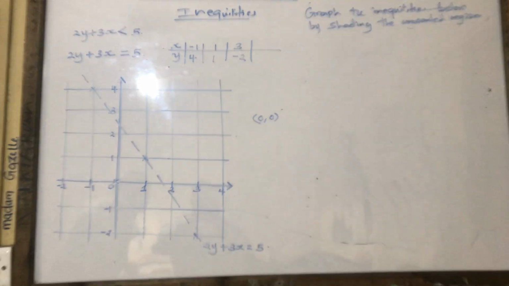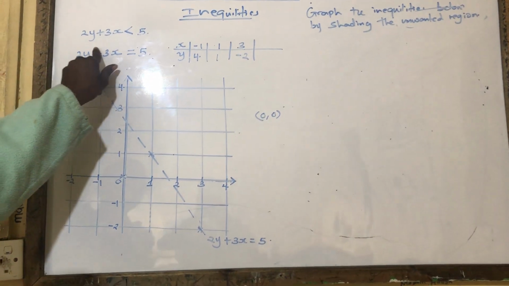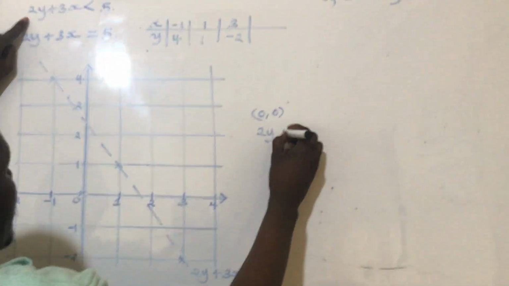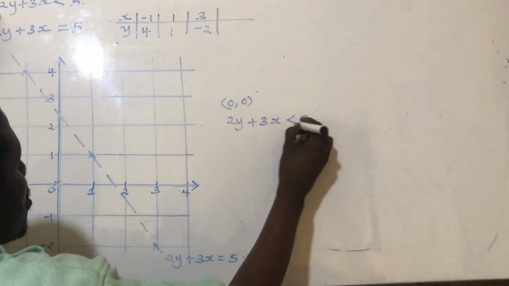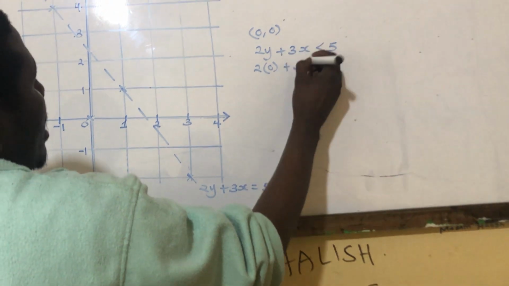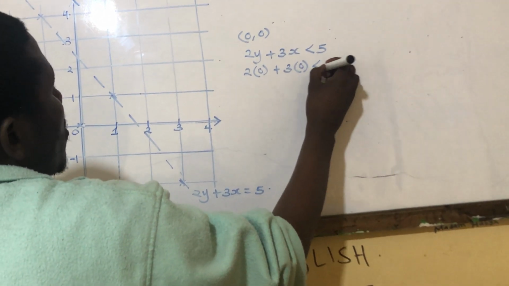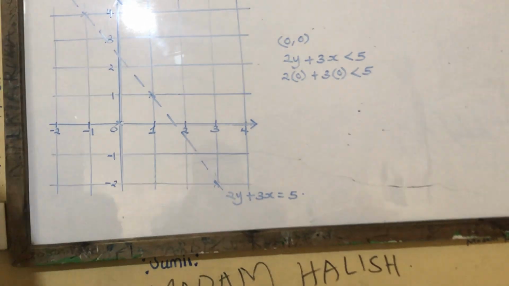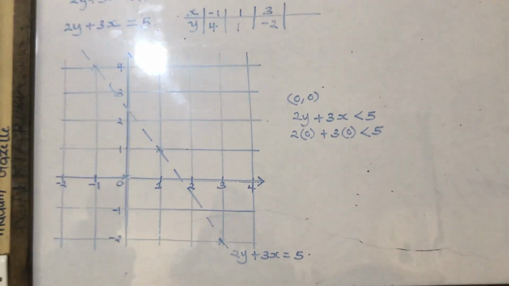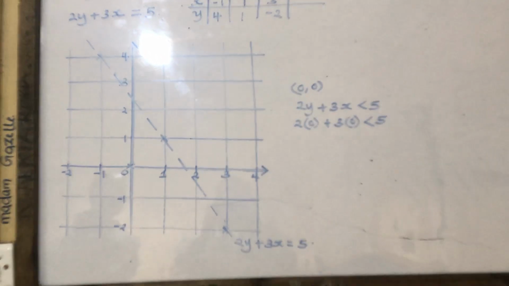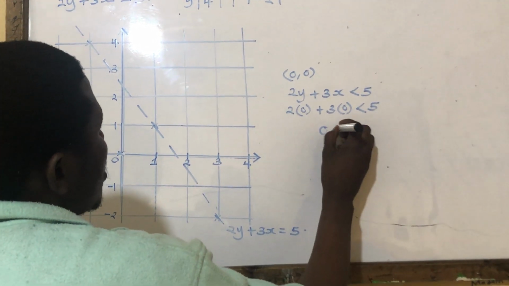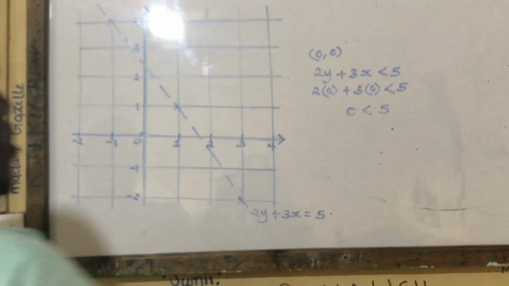What do you do with the point 0, 0? I will come to my inequality. In the place of the y, we will substitute the 0, and in the place of x, we will again substitute 0. Then argue that it is less than 5. 2 times 0 gives us 0, and 3 times 0 gives us 0. So the whole of this side would be 0. 0 is less than 5.